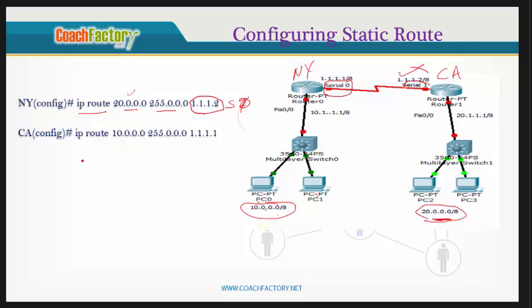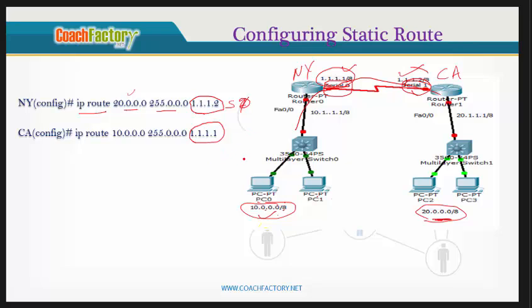In the same way, from the California router we can use this command, ip route, destination network 10.0.0.0 followed by the subnet mask. Then we specify the IP address to reach this destination network. From California, if this router wants to reach the 10 network, it has to come via this IP address. It becomes like a gateway to reach the 10 network. Here also we have the option: either we can use the IP address of the New York router as a gateway, or we can use serial 1 as our outgoing interface.